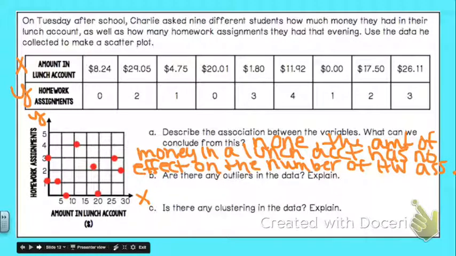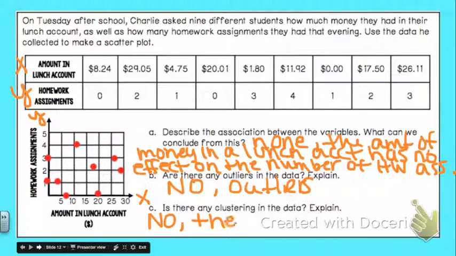B, are there any outliers in the data? Well, there's no association, so there's no outliers in the data. So no outliers. And C, is there any clustering in the data? No, there's no clustering in the data, so we're going to say no. And the reason why is the scatter plot does not show an overall pattern. So the reason why is there is no overall pattern.